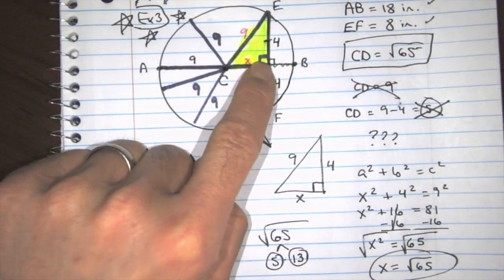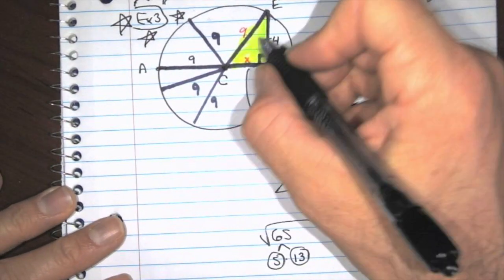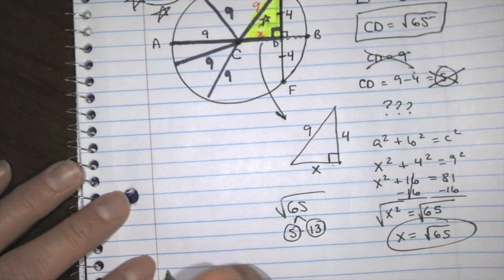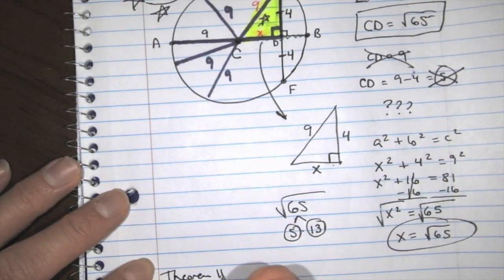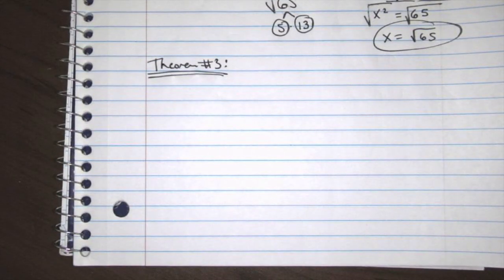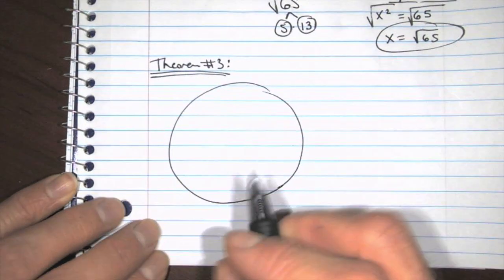Keep this in mind, and you're going to have some questions like this in your homework. Draw a radius and make yourself a right triangle. You'll get the answer every single time. Last theorem. Theorem number 3. Last theorem. Very easy. I'm not going to draw an if-then, folks.